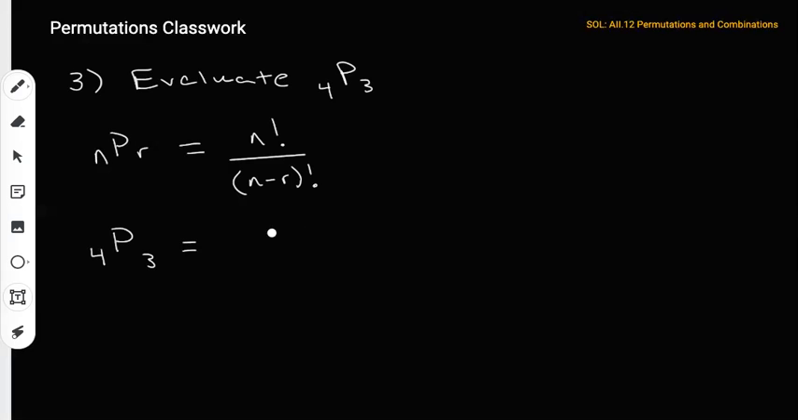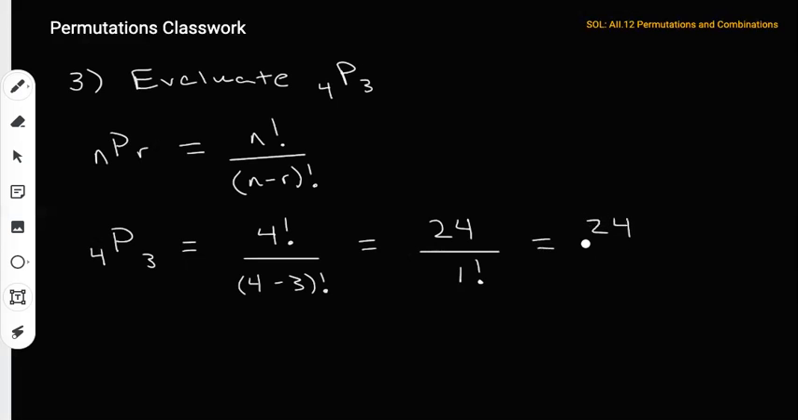And then if I put them in the formula, I know that I'm going to get 4 factorial on the top. And we're going to be dividing by 4 minus 3 factorial on the bottom. So now 4 factorial on the top is going to give me 24. And then in the denominator, I'm going to get 1 factorial, that's 4 minus 3. So then 1 factorial is, of course, just equal to 1. So I'm going to have 24 divided by 1, which is 24. That's going to be my answer.